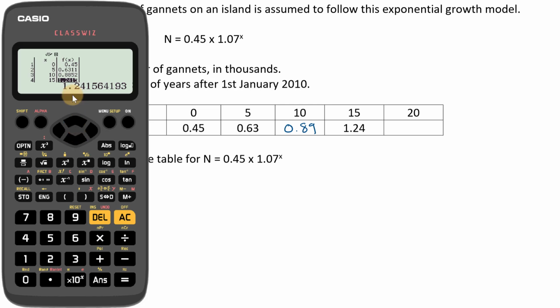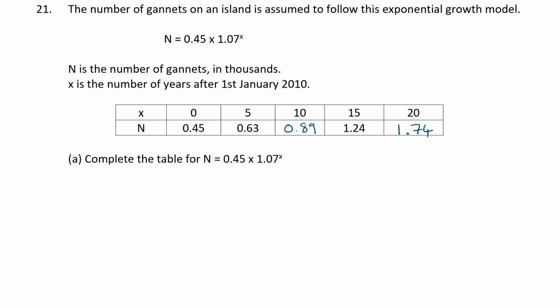And then I got my 15 value. You should be reassured again that matches up with the one that's in the table. And then finally, I've got my 20 value, which is 1.74. I'm going to write that in, 1.74. Okay, job done. Thank you, calculator.